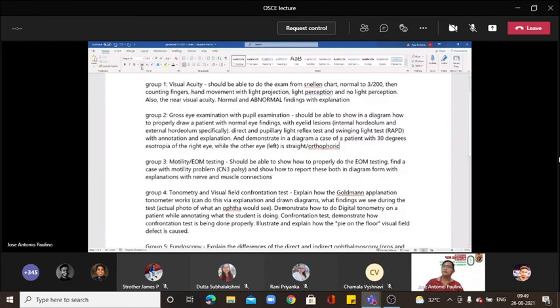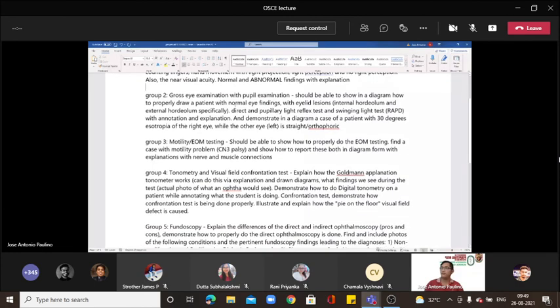For group 1, you should be testing the visual acuity using a Snellen chart with the findings of normal to 3/200, moving towards counting fingers, hand movement with light projection, light perception, and no light perception, also the near visual acuity. You should explain all the normal and abnormal findings.